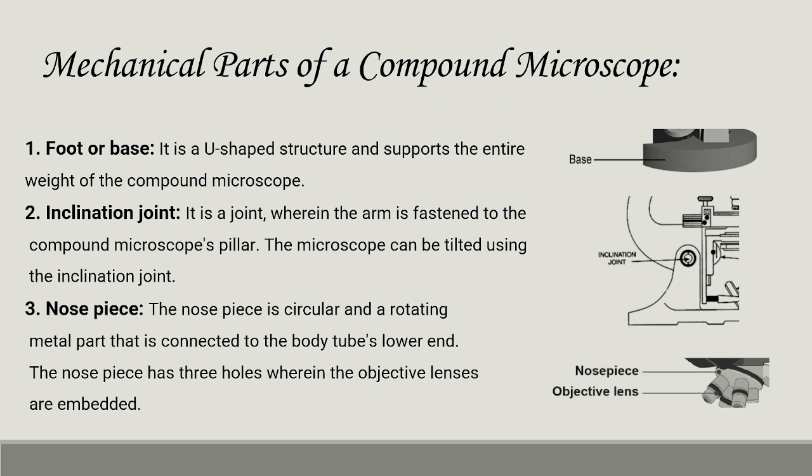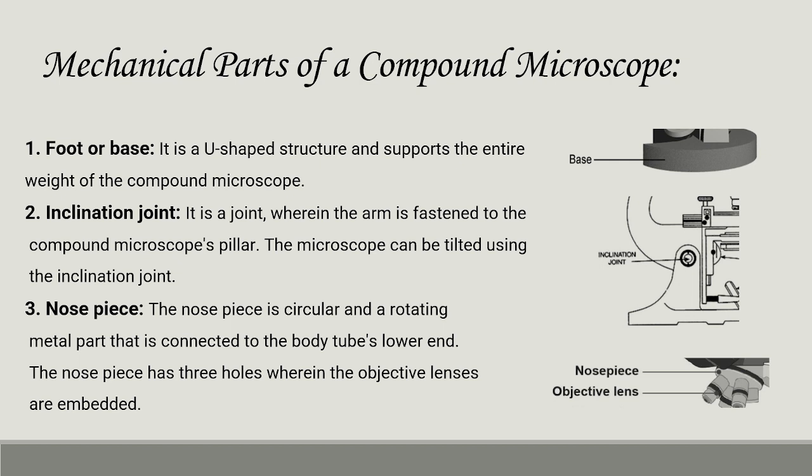First one is foot or base, where all the structure is stabilized. It is a U-shaped structure and supports the entire weight of the compound microscope. Second is inclination joint. It is a joint where the arm is fastened to the compound microscope pillar. The microscope can be tilted using the inclination joint. So it is a joint which connects the base and arm. So it is useful to adjust the arm, that is to increase or decrease the angle of the arm.